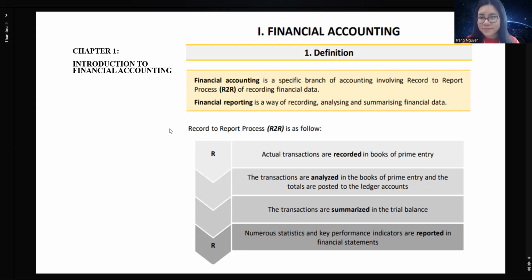Record-to-report process. R2R. The first R, actual transactions are recorded in books of prime entry. The transactions are analyzed in the books of prime entry, and the totals are posted to the ledger accounts. The transactions are summarized in the trial balance. And the second R, numerous statistics and key performance indicators are reported in financial statements.